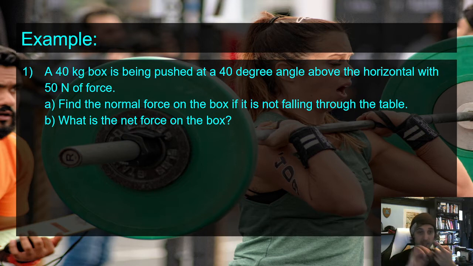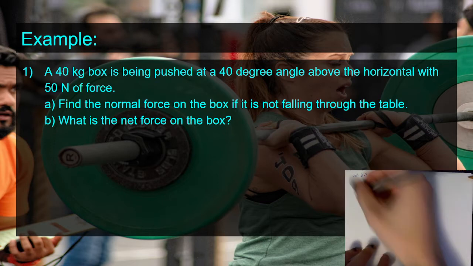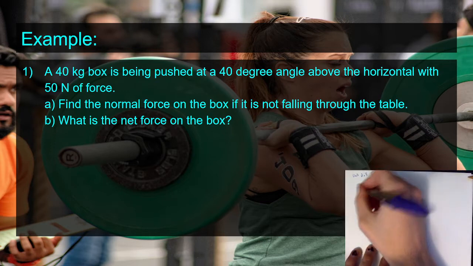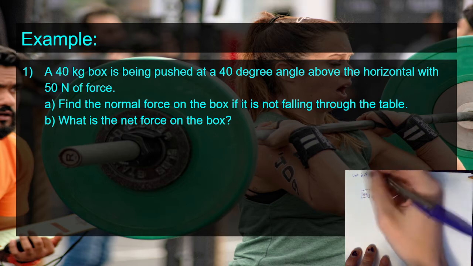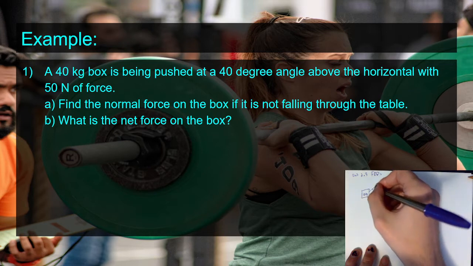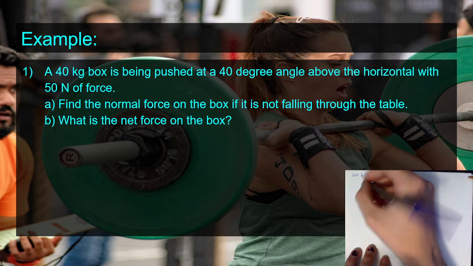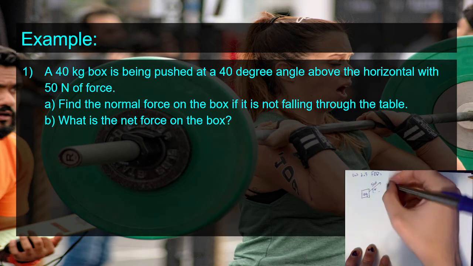So, first step is to find the normal force on the box if it's not falling through the table. And the second step is to find the net force on the box, just period. So let's take that, let's make our picture, and we'll go from there. So we've got a box. And we know that it is a 40 kilogram box. We know that it's getting pushed at an angle that is 40 degrees above the horizontal with a force of 50 newtons. And A is asking us to find the normal force on the box.